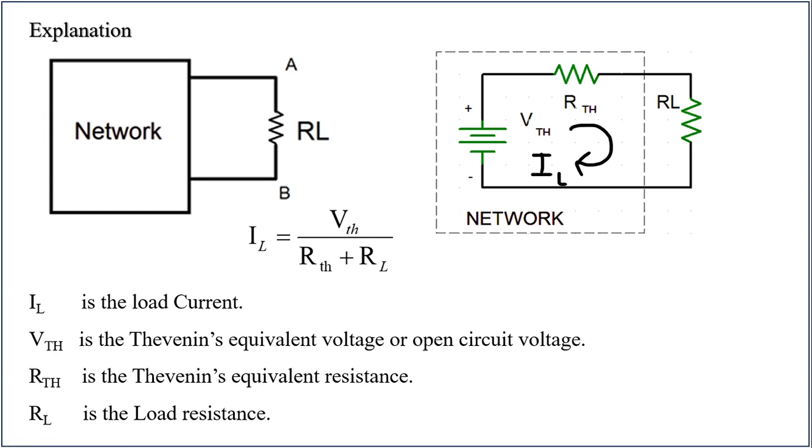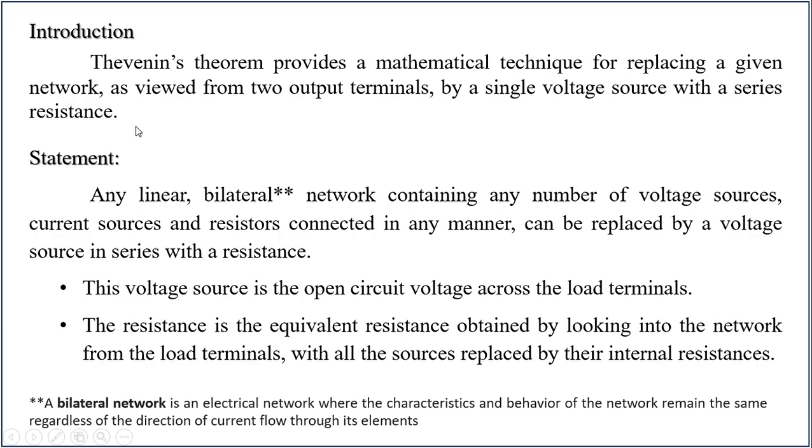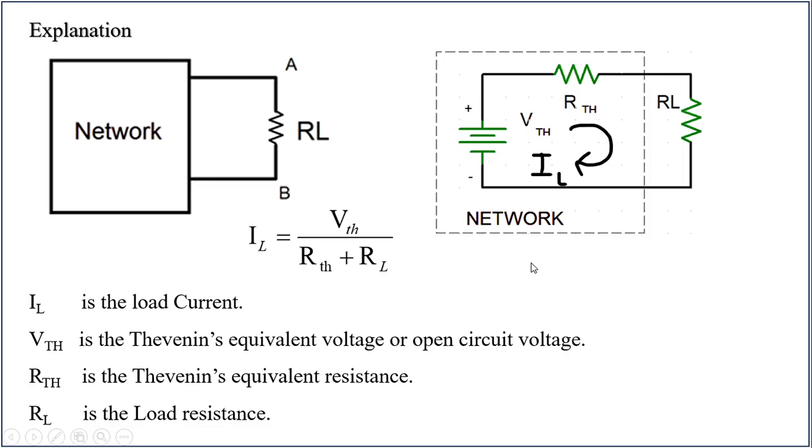According to Thevenin's theorem, any linear bilateral network containing any number of voltage sources, current sources and resistors connected in any manner can be replaced by a voltage source in series with a resistance. That's what I discussed. This network can be replaced with one voltage source in series with equivalent resistance RTH. So instead of considering this entire network, this is an equivalent of the entire network.